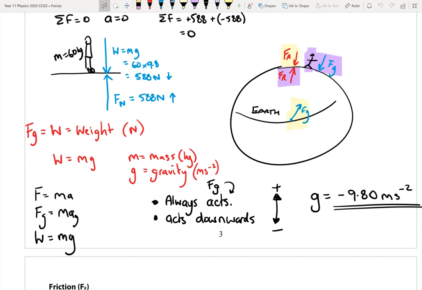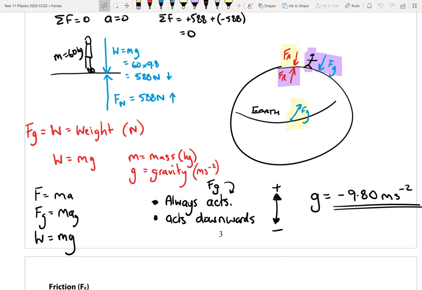At year 12, we can look at how this value changes as you go up into space. So the astronauts aboard the ISS, they're at about 8.7, because they're a little bit further away from the Earth, the force of gravity is a little bit weaker where they are. Yes, Matthew? The sum of all forces will also equal weight plus normal force?